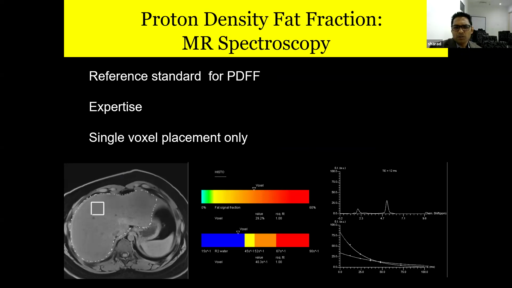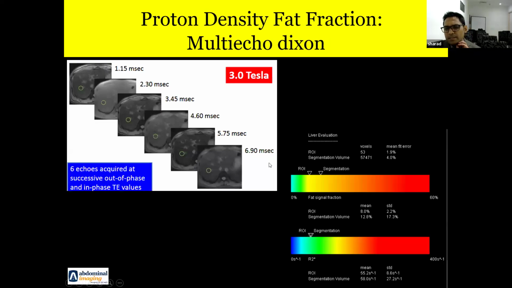Now, MR spectroscopy has been available for many years, and it is a gold standard. It is even better than doing that PDFF sequence. But the problem with MR spectroscopy is you can just do one voxel, and every time you have to check fat, you may end up doing 10 times the same MR spectroscopy. Whereas the multi-echo Dixon gives coverage of the entire liver. And if you want, in retrospect, you can go on the workstation and create as many ROIs as you want. So the scanning time is significantly reduced.